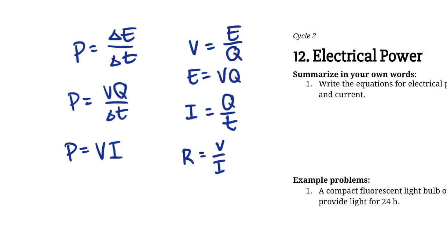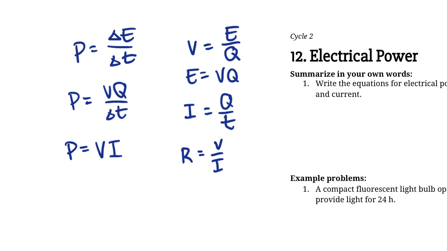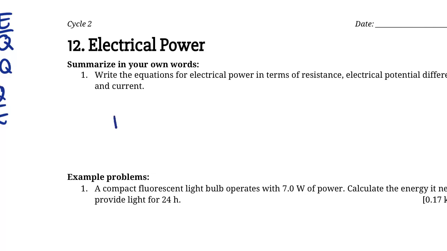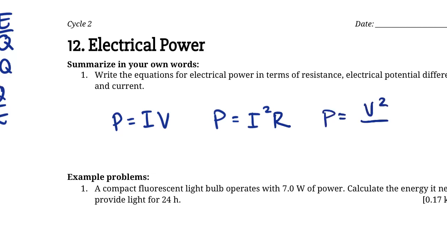I'll let you derive them as an exercise to yourself, but the three equations, and they appear on your formula sheet, are P equals V times I, or I times V, usually we see it as I times V. So power equals current times voltage. Power also equals current squared times resistance, or power equals voltage squared, or potential difference squared, over resistance. And again, these both come out of just replacing these variables in using Ohm's law. So I'll let you figure out how to get those.